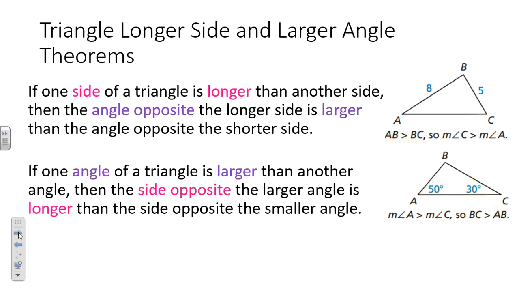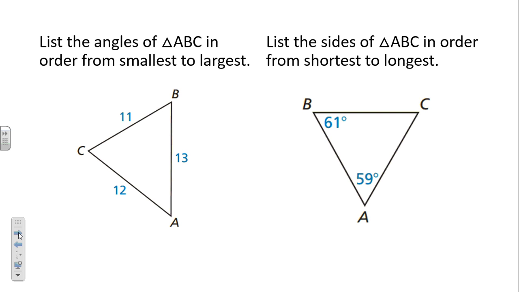Smallest angle, smallest side, medium angle, medium side, largest angle, largest side. Make sense? All right, so here's the kind of problem that you're going to be asked to do. They'll give you a triangle ABC, and they'll give you the three measures of the sides. And they will ask you to list the angles from smallest to largest. Okay, we want to list the angles from the smallest to the largest.